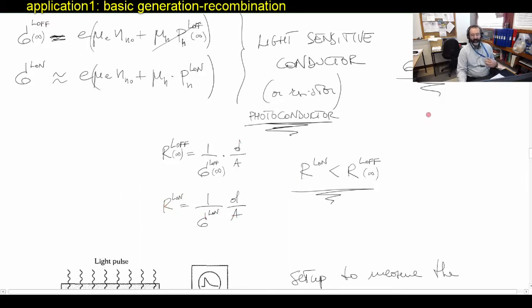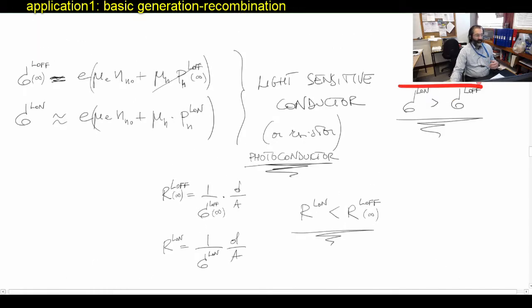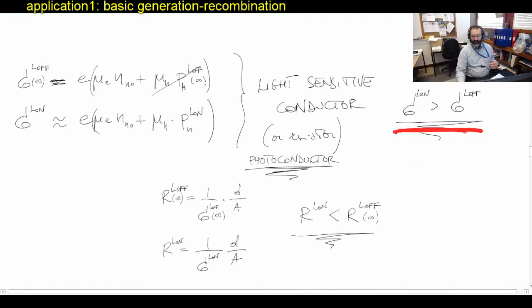And based on what we've said about the relation between the two sigmas, we can conclude from this that the resistance of the semiconductor when the light is on is smaller than the resistance of the semiconductor when the light is off. So the semiconductor is more conductive when the light is on, that's all.